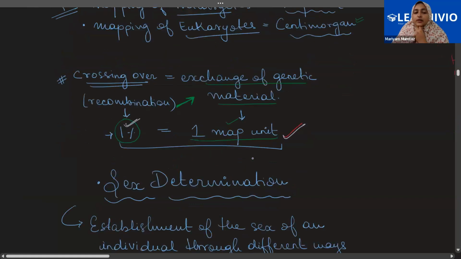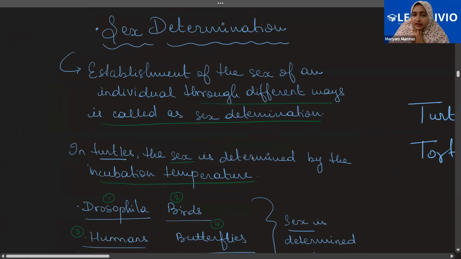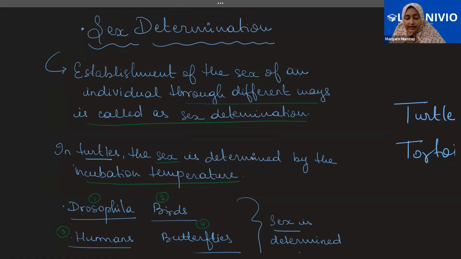Yes, ma'am. Now then there is the sex determination. Sex determination is basically what kind of genes would get inside the gametes of any individual which will make them a male or a female. But it's not always just the genes that will determine the sex of the offspring. It is the establishment of the sex of an individual through different ways, right? It can be related to the chromosomal pattern, related to the environmental pattern. So it can be any way. And this is what is called as sex determination.